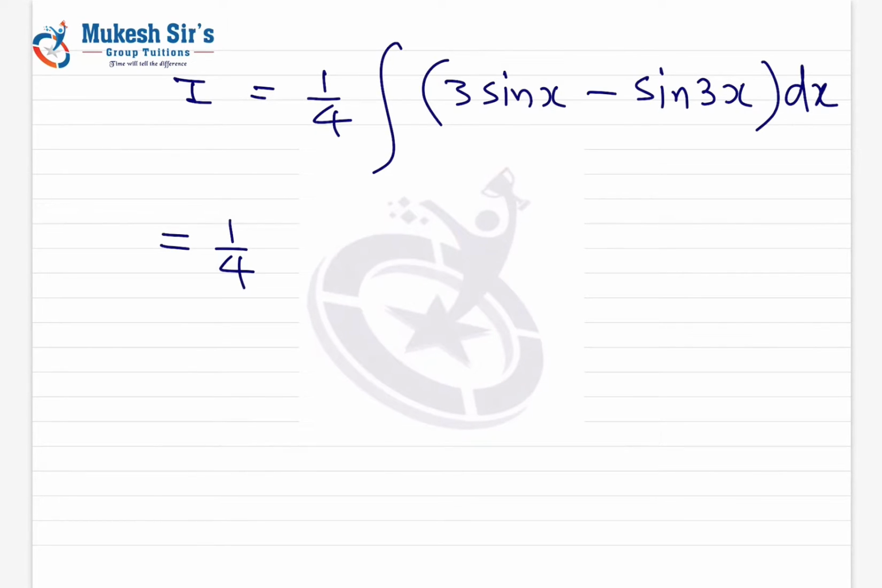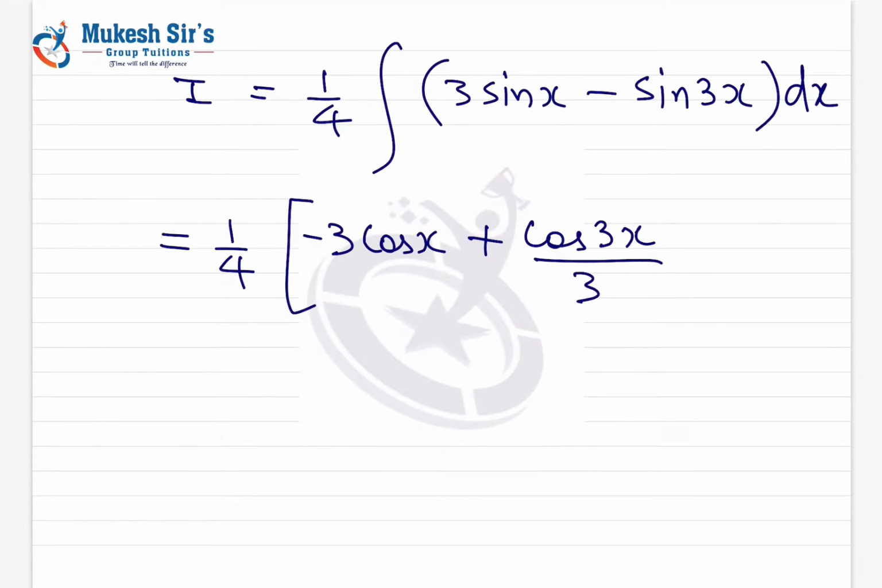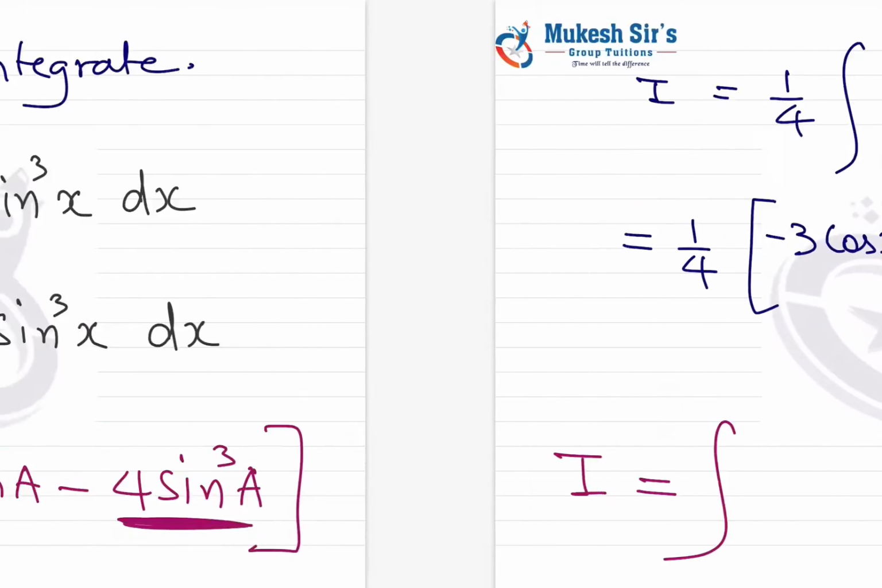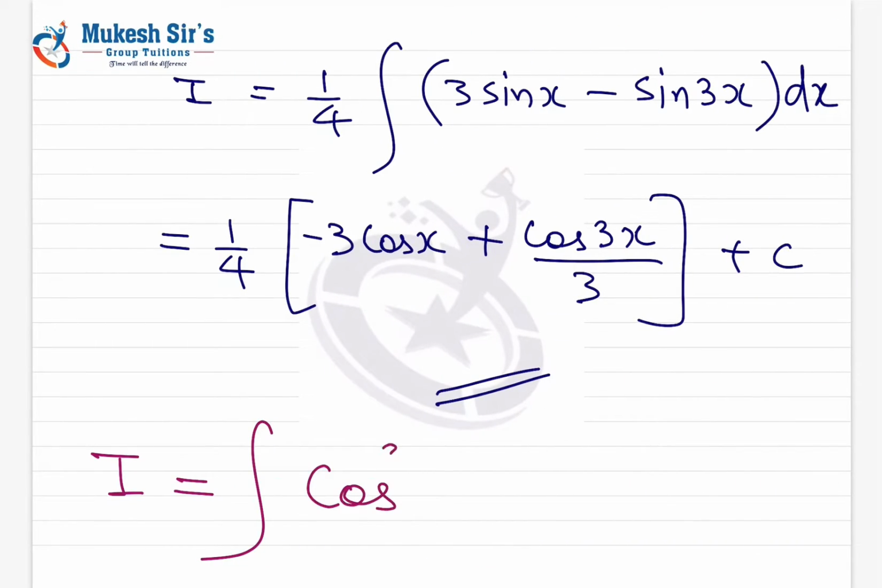So this becomes 1 by 4 times. Now you can integrate. 3 is a constant. Sin x's integration is minus cos x. Minus sin 3x's integration becomes minus cos 3x, so minus and minus becomes plus, upon 3, plus c. I repeat again. 3, the constant, stays as it is. Sin's integration is minus cos x, so that becomes minus cos x. And there is already a minus, so minus minus becomes plus. It is sin 3x, so the integration of sin 3x will be cos 3x upon 3, plus c. Clear? That's how you can solve this sum. So you do it yourself. I did sin cube x; you can solve cos cube x dx. Clear? So that was type 3.